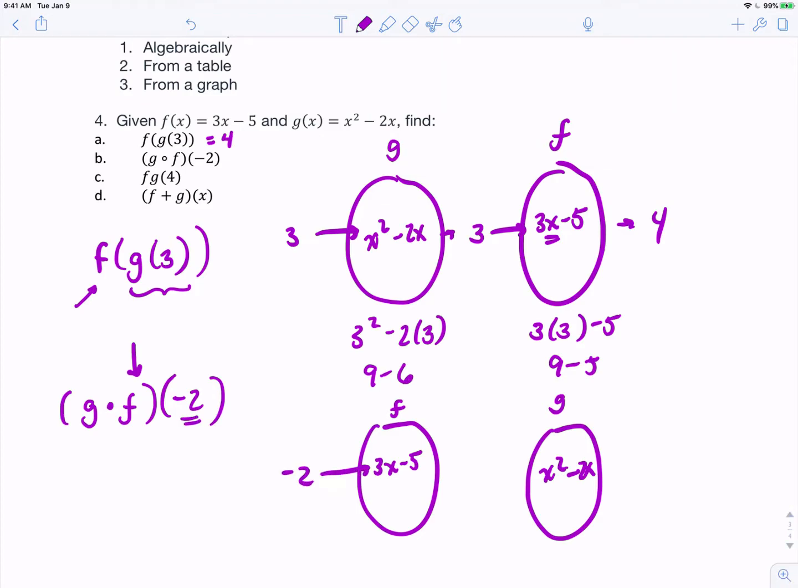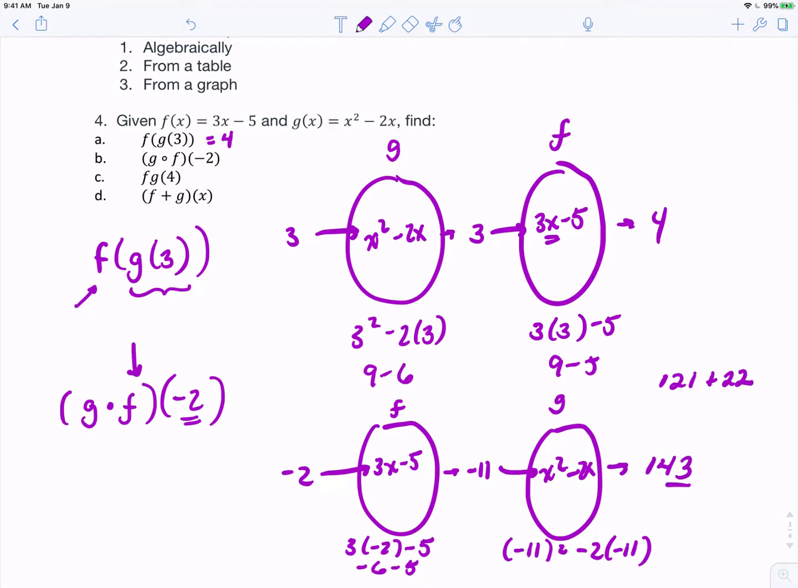So we first put negative 2 into f. That gives us 3 times negative 2 minus 5, or in other words, negative 6 minus 5, and this is equal to negative 11. Now we're going to take negative 11 and we're going to put that into function g. That's going to be negative 11 squared minus 2 times negative 11. That would be equal to 121 plus 22, or in other words, that's going to be equal to 143. And so our answer for part B would be 143.